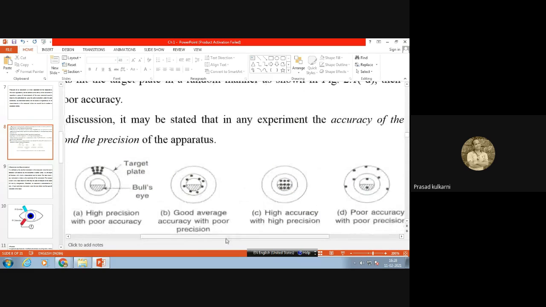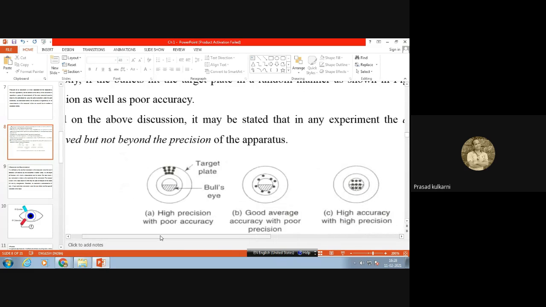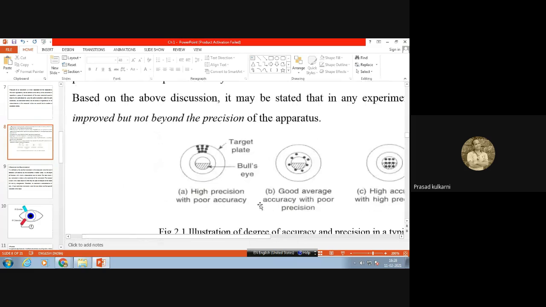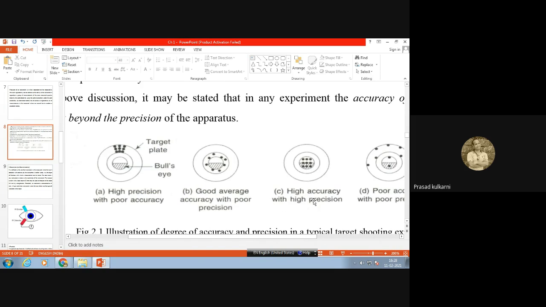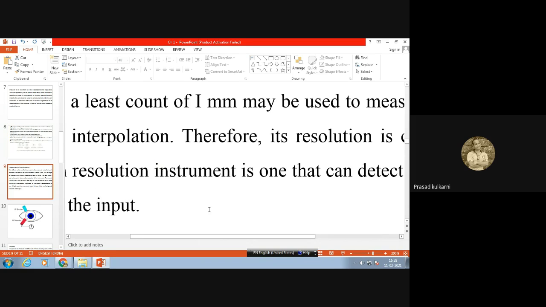So in both ways, I will say diagrams A and B are good for measuring the performance of your measuring equipment. A and B are good. Condition C is an ideal condition that is not observed in practice many times. High accuracy with high precision is not observed practically, but condition A and condition B are both observed practically many times.